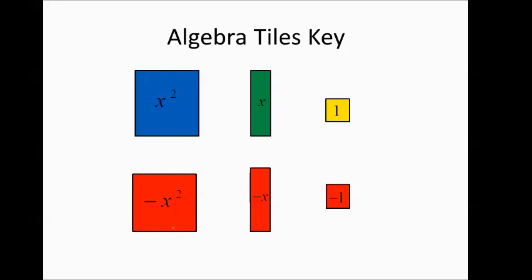So the same size big square red tile represents a negative x squared. The long red bar represents a negative x. And then, of course, the small red square represents a negative 1. So we're going to be using these. So let's do a picture activity first.